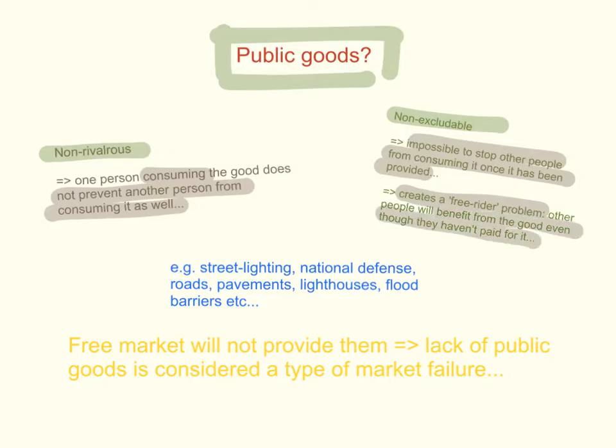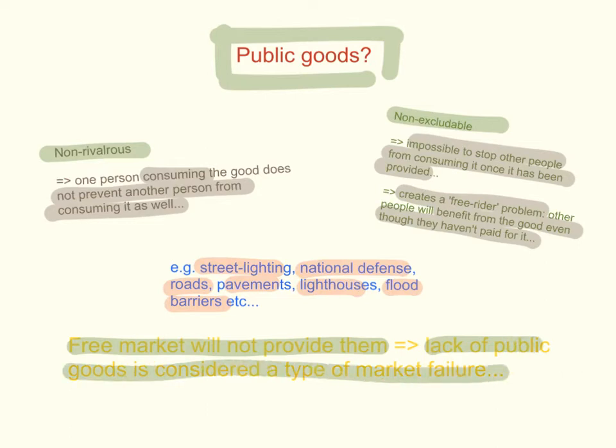A very good example is street lighting. If I go stand under a street light, my consumption doesn't really prevent other people from consuming it. And once the street light is installed and it's lit, it's practically impossible to prevent people from consuming it. National defense is another good example. Roads, pavements, lighthouses, flood barriers. All of these goods, the free market just will not provide them because it's very hard to charge people for providing them, so they're not profitable. Unlike private goods, which are rivalrous and excludable, public goods are non-rivalrous and non-excludable. This lack of public goods is considered a type of market failure.